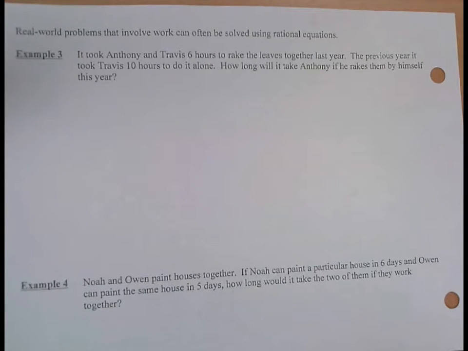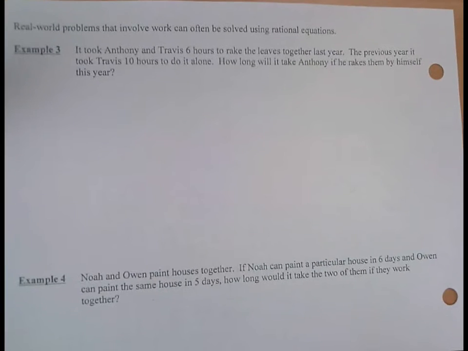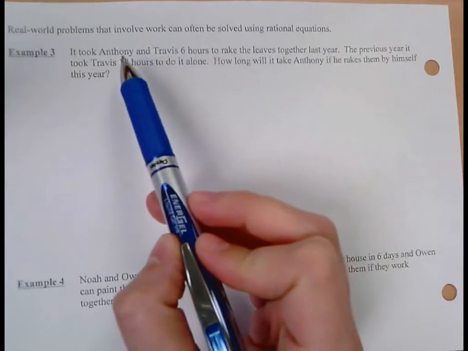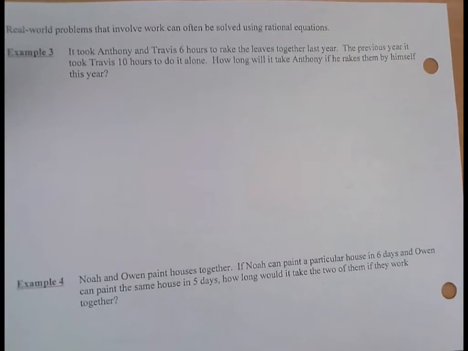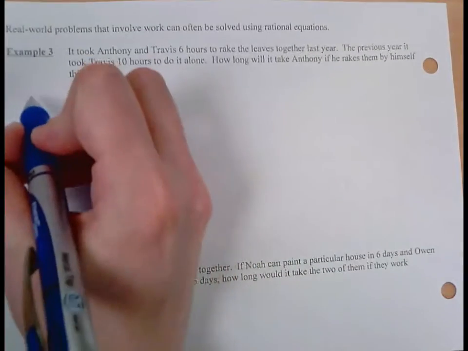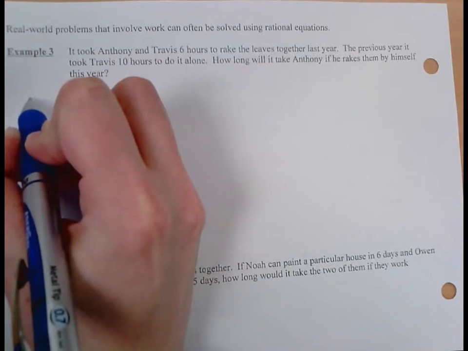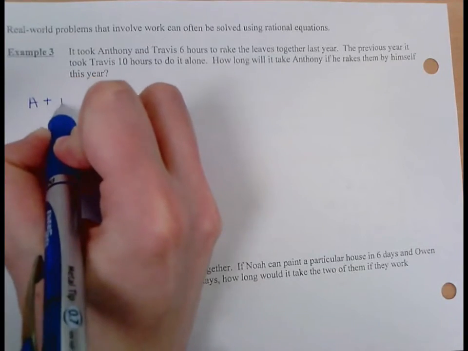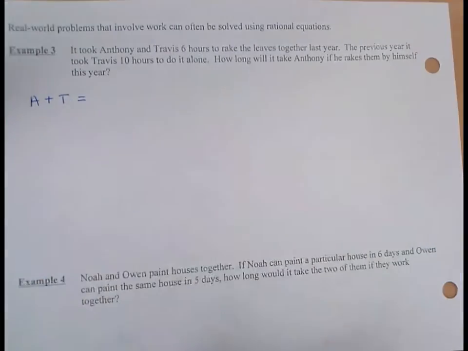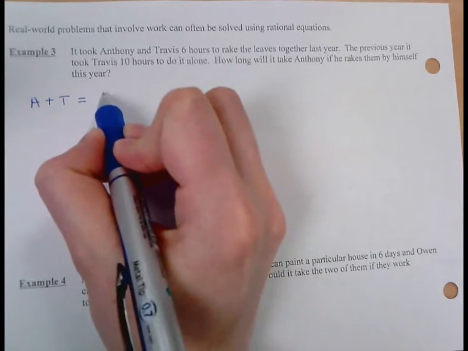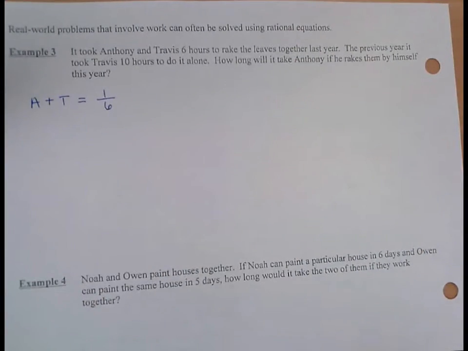Okay, so how to kind of think through this one and set it up. It's talking about them working through a specific task, raking leaves. So if it took Anthony and Travis together 6 hours to rake the leaves, this is how you set up the rate. I'm just going to put A plus T for Anthony and Travis together. So their rate would be 1/6, and I'll explain why.